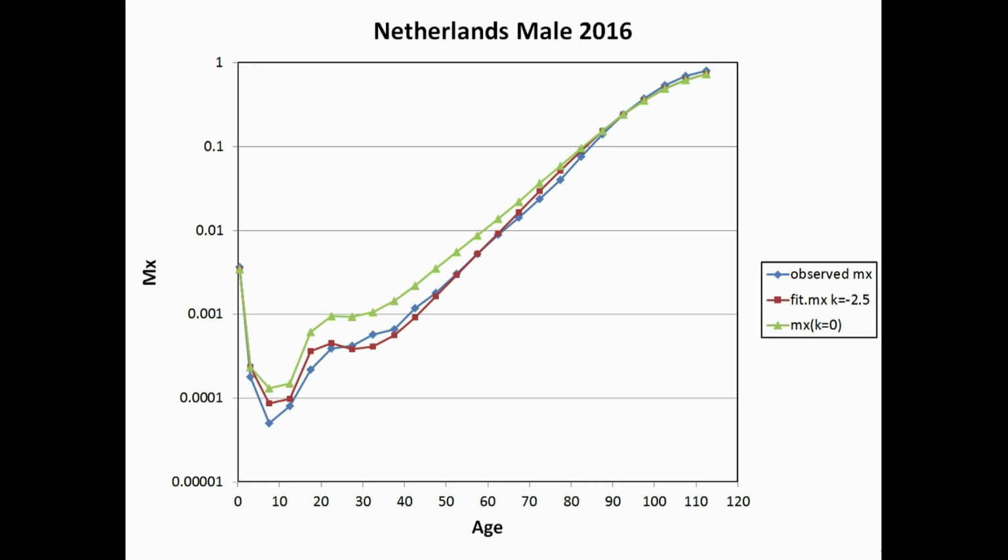So we see that the rates in adulthood in the green line are much higher than the other schedules. And the negative K is acting to pull down the mortality rates. And the red fitted mortality schedule conforms much better to the observed mortality. Obviously, we fitted to that.